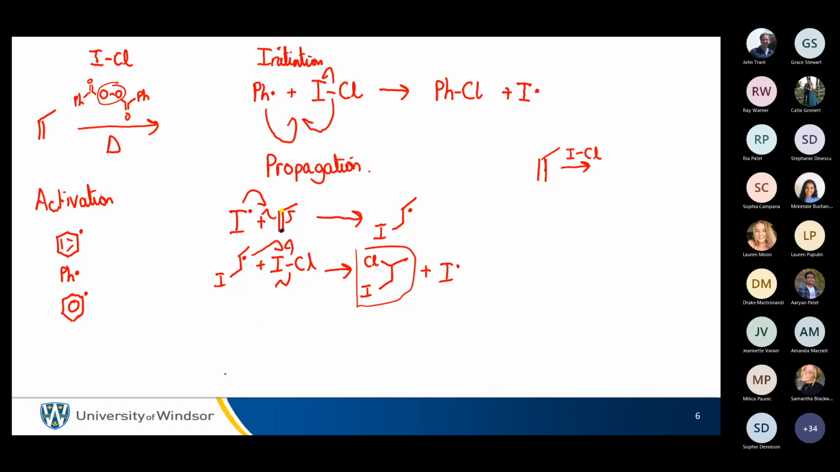Yeah, so the phenyl radical came when we talked about decomposition of the benzoyl peroxide. So you get that as an intermediate from the oxygen-oxygen bond breaking, and then that decomposes to make carbon dioxide and a phenyl radical. So that's where the phenyl radical comes from.